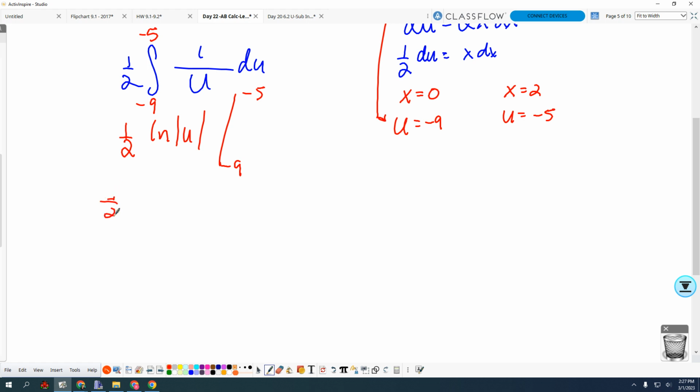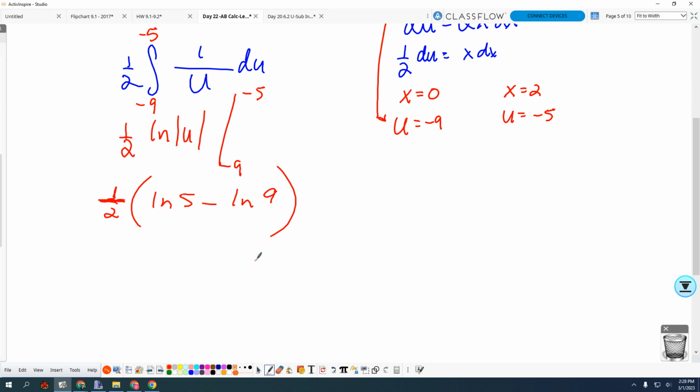Now, 1/2 times natural log, absolute value of -5. Can I just drop the absolute values and drop the negative? Are you guys okay with that? That's a valid thing to do. Yes. Why is it -1? It isn't. Sorry. And now minus natural log of plug in the bottom bound.